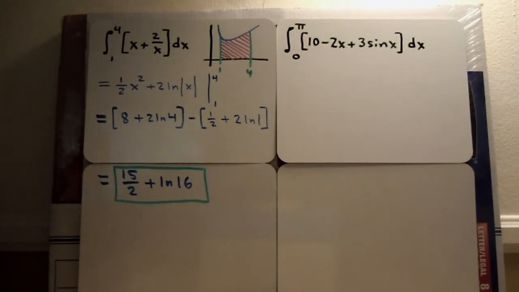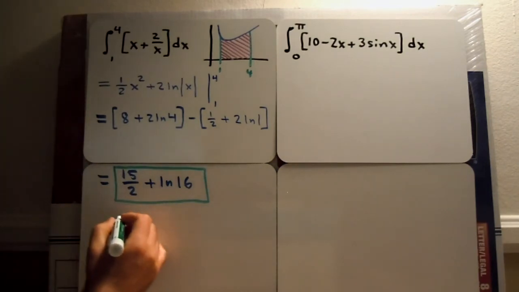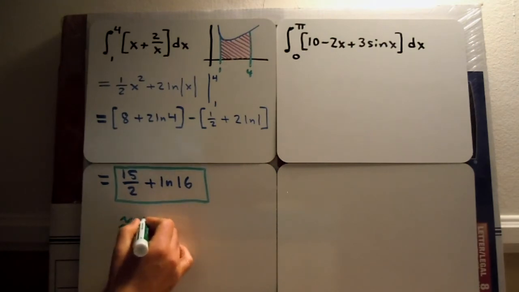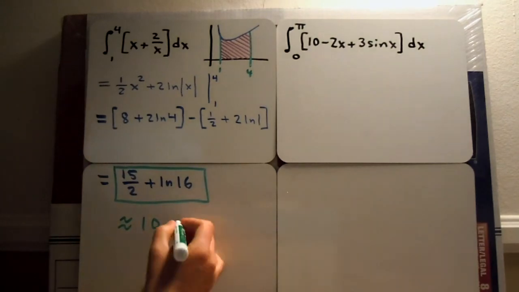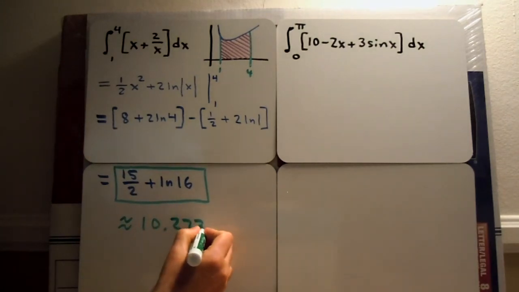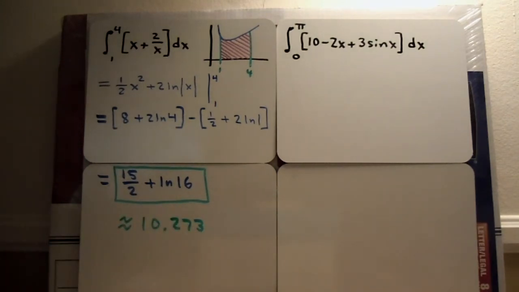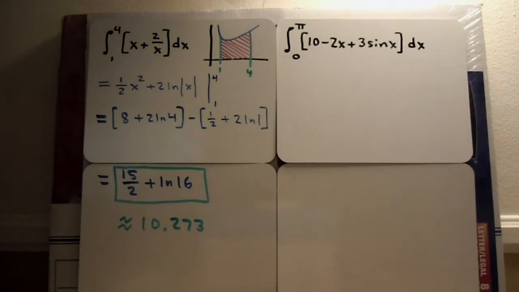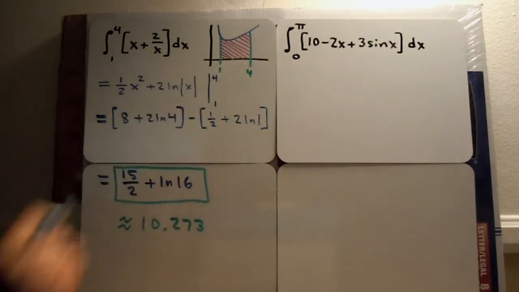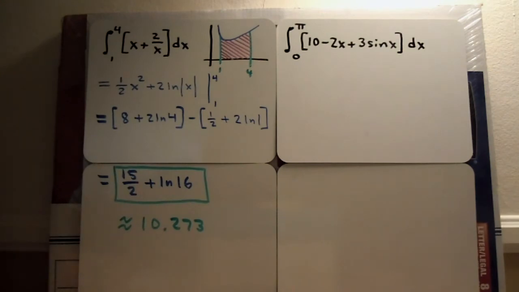Now this would be the exact answer. However, if you put this in the calculator, that would be approximately 10.273, approximately that to 3 decimal places. However, the exact answer would be 15 over 2 plus the natural log of 16, and that gives you the area under that curve from 1 to 4.